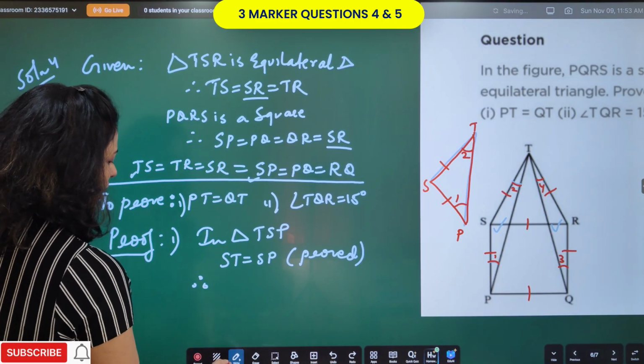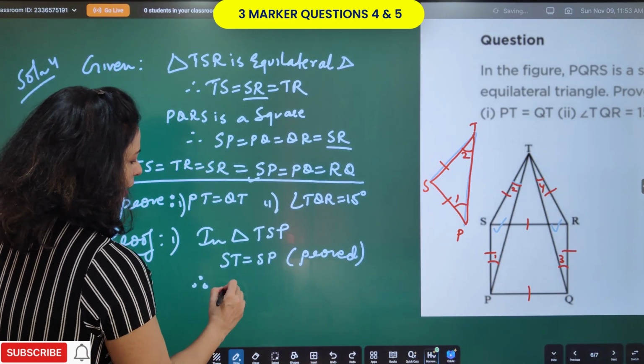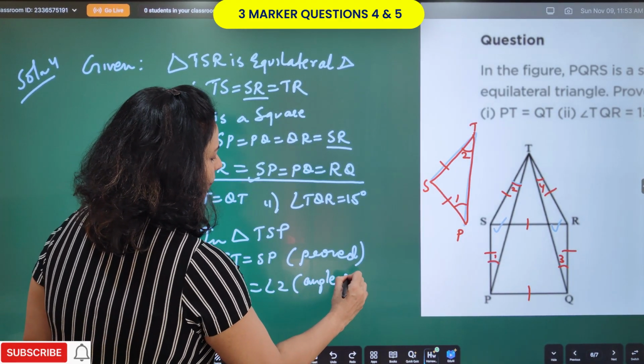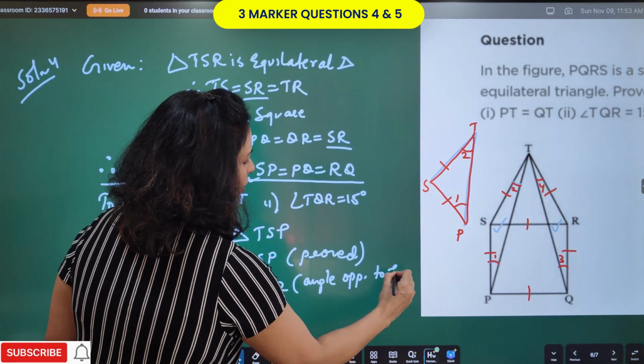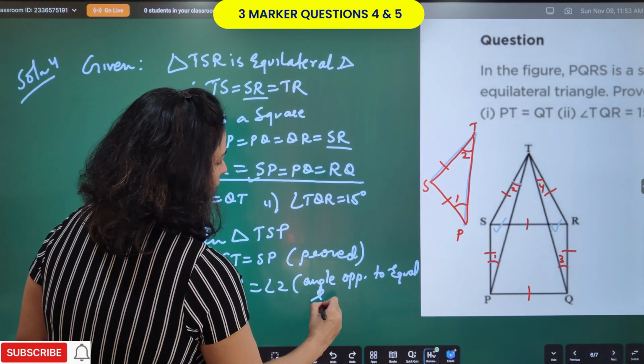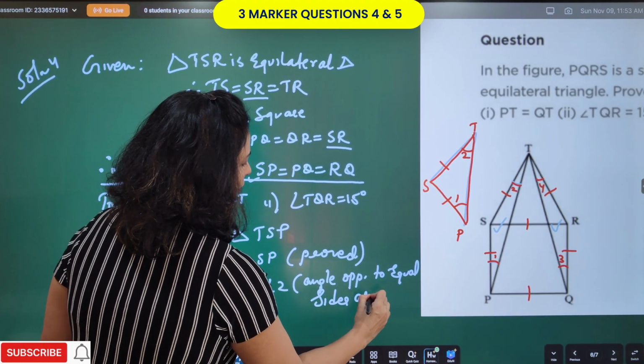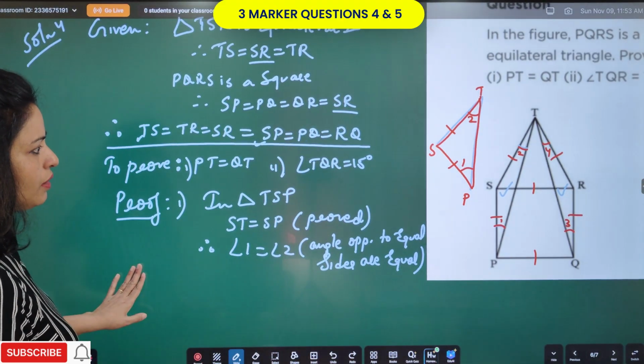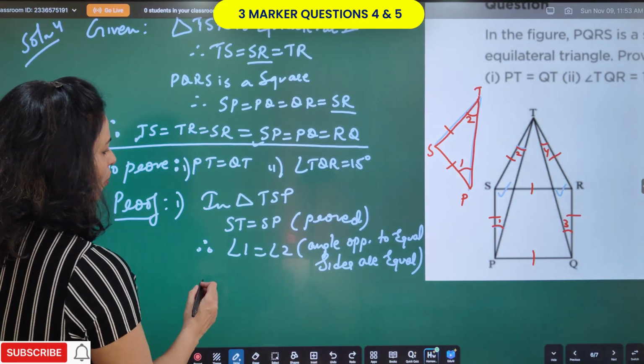Okay, therefore we can say angle 1 is equal to angle 2, that is, angles opposite to equal sides are equal. Okay, so here this is the first thing we got. So now how can we find the angle?